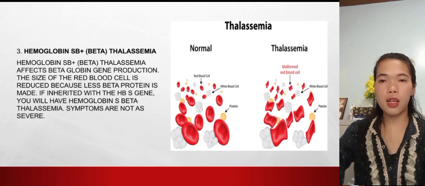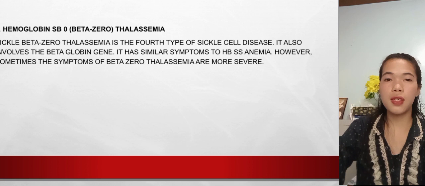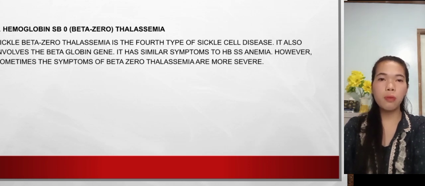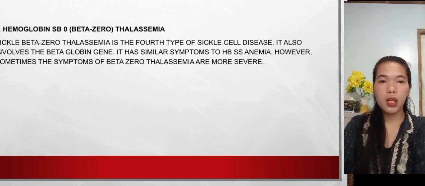The last is hemoglobin S beta 0, or beta 0 thalassemia. Sickle beta 0 thalassemia is the fourth type of sickle cell disease. It also involves the beta globin gene. It has similar symptoms to hemoglobin S anemia. However, sometimes the symptoms of beta 0 thalassemia are more severe. When a person has one copy of hemoglobin S and one copy of beta thalassemia, it is called sickle beta 0 thalassemia. It is a blood condition that is similar to sickle cell anemia.